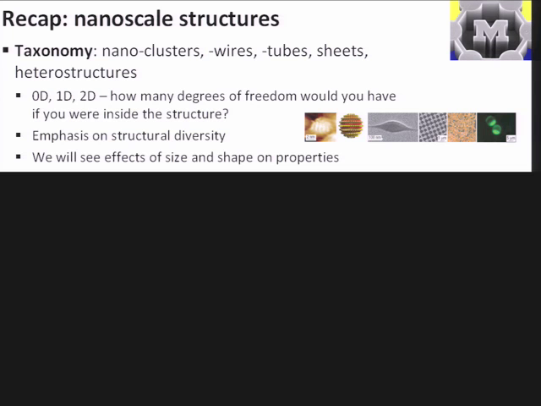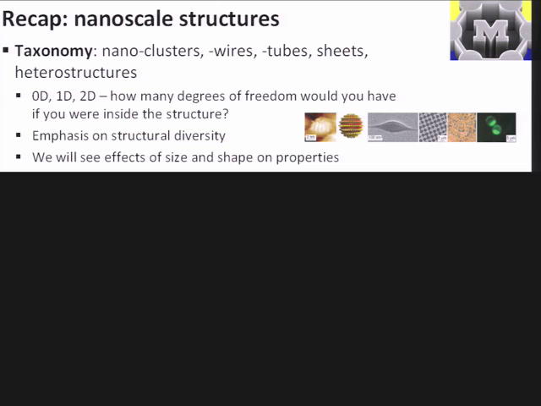The idea is that if you're in a little nanoparticle, it's so small you have basically 0 degrees of freedom. If you're in something long and narrow like a nanowire or a nanotube, you have 1 degree of freedom. And if you're in a sheet, such as a sheet of clay or a sheet of graphene, you have 2 degrees of freedom because you can move laterally. And that's going to relate directly to what we're going to talk about as governing the properties and the confinement of energy carriers when we pick up on that topic next Wednesday.